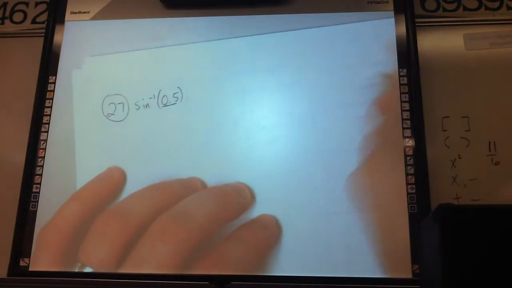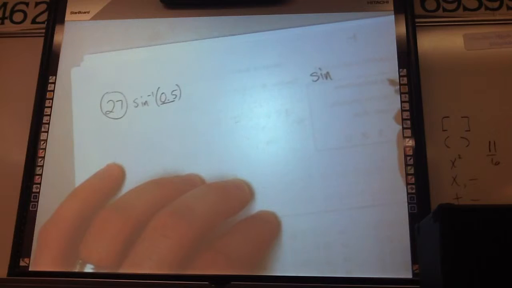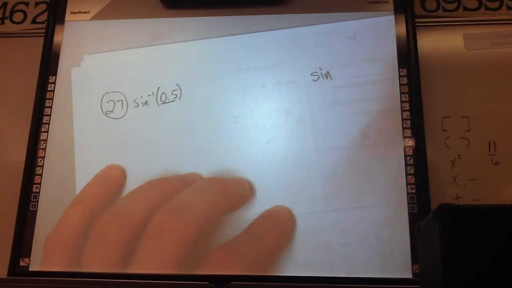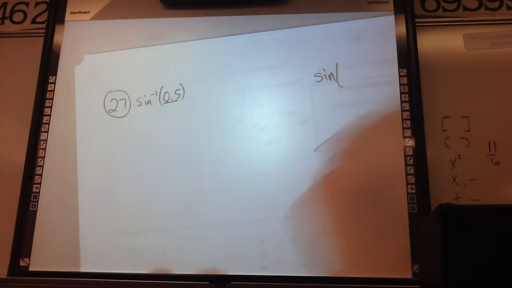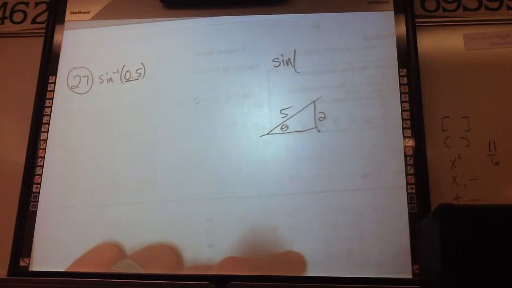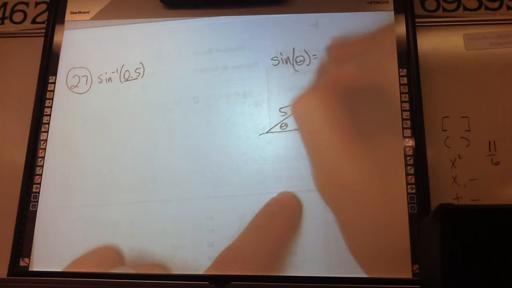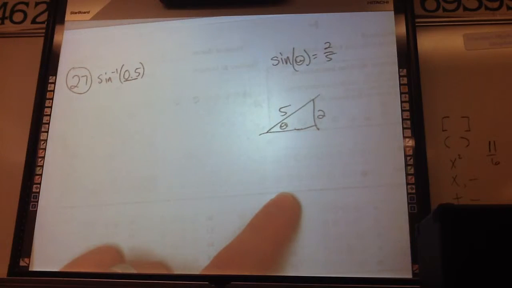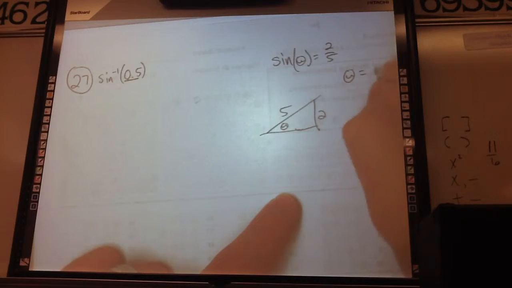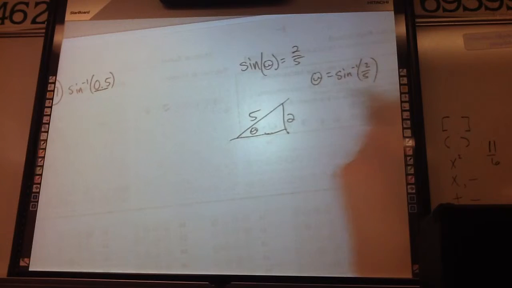Remember what inverse sine means? No. So let's say I have a triangle. Here's the picture, man. It makes sense. And I'm like, hey, what's that angle? Well, you would go inverse sine of 2 over 5 equals theta, right? Yeah. And then I take the inverse sine and I have that, right? Yeah.